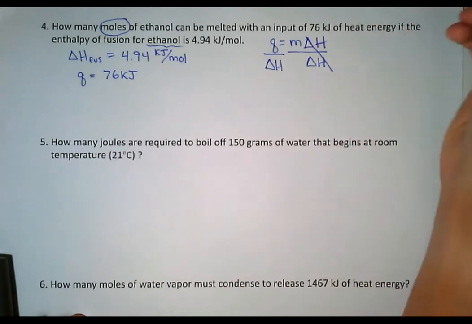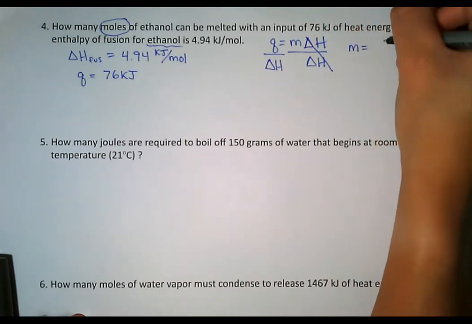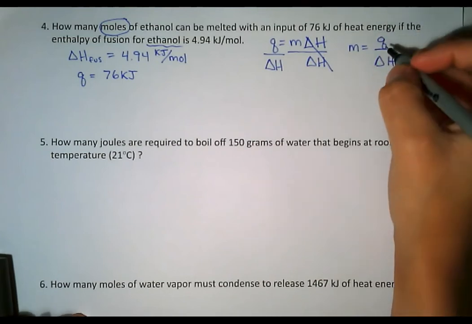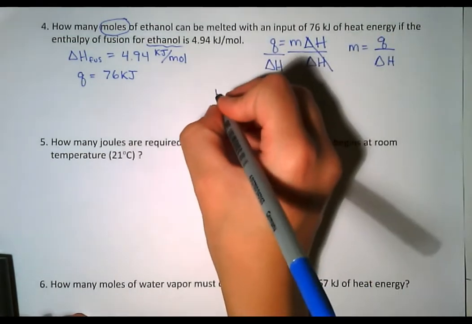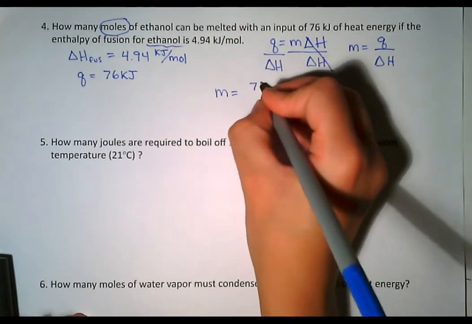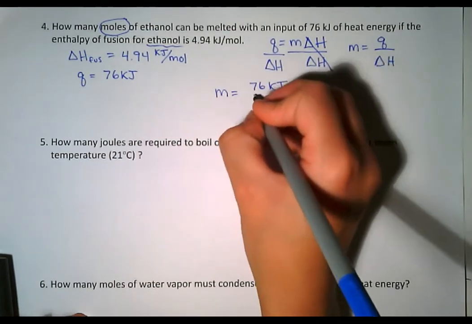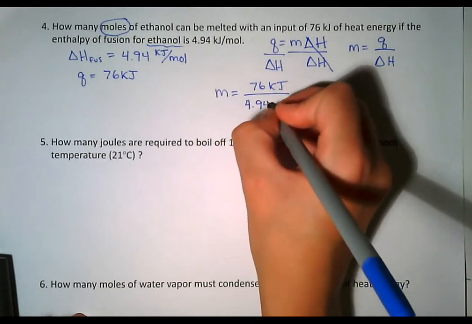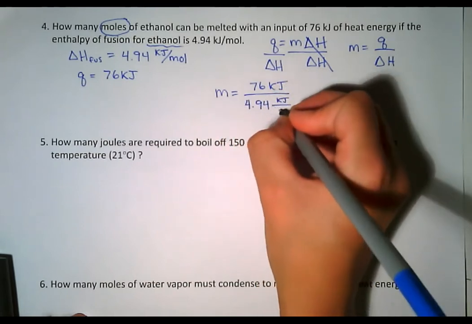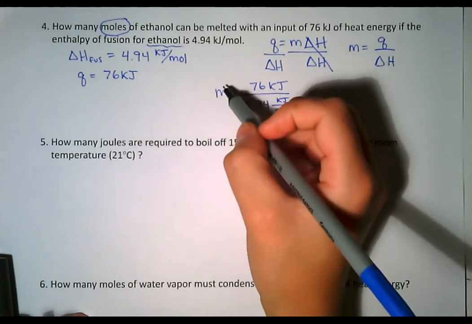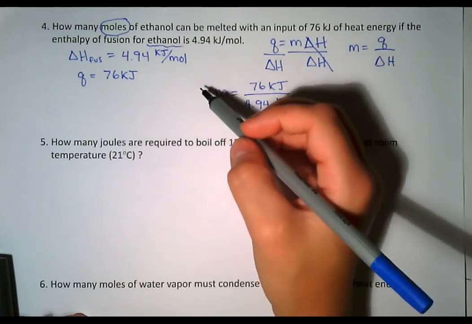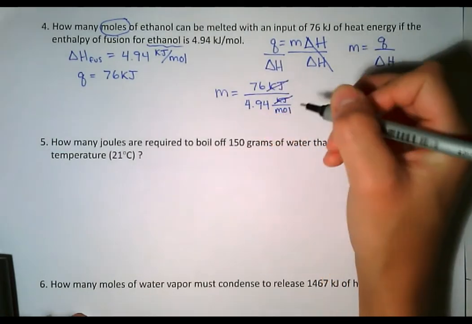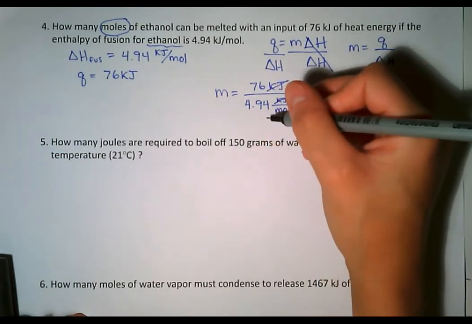And so our delta H's cancel out and we get M equals Q divided by delta H. So we can substitute these values in. M equals Q, 76 kilojoules, divided by our delta H value, 4.94 kilojoules per mole. But instead of M ending up being a value of grams, our kilojoules are going to cancel out here, and we're going to end up left with moles.